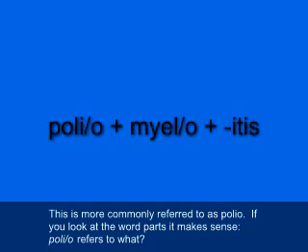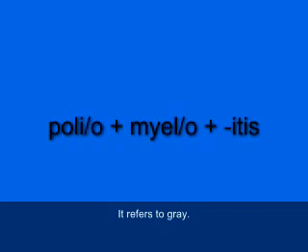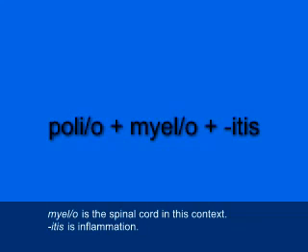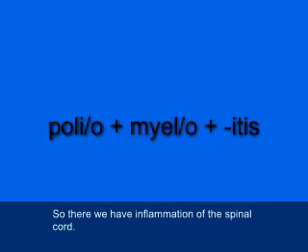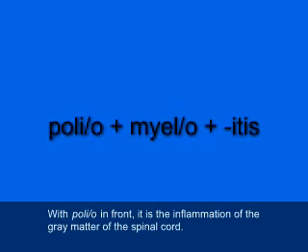And if you look at the word parts, it makes sense. Polio refers to what? It refers to gray. And myelitis would refer to what? Well, myelo is the spinal cord in this context. Itis is inflammation. So there we have inflammation of the spinal cord. With polio in front, it's the inflammation of the gray matter of the spinal cord.